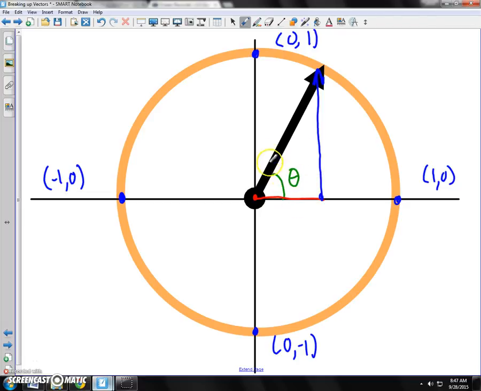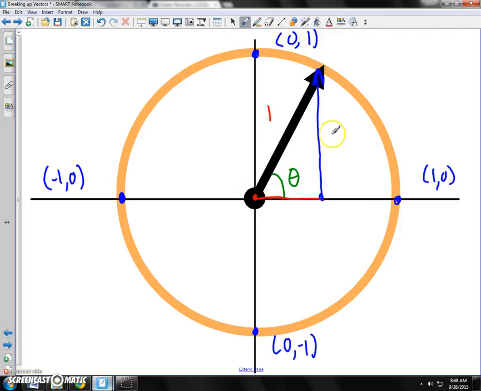So we have theta. There's also one other thing that we know about this triangle, and hopefully you know what it is, right? This side of the triangle, or the vector, is 1. How do I know that it's equal to 1? Well, because it is the radius. And this is my unit circle, so of course it's equal to 1.